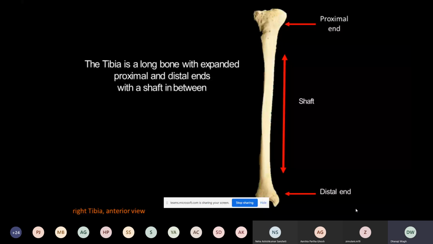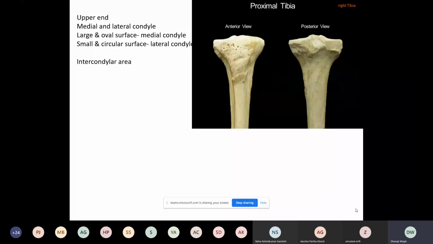The upper end of the tibia consists of the medial condyle and the lateral condyle. When you see superiorly on these condyles, there are articular surfaces. The upper end of the tibia is expanded from side to side to form the large condyles, which overhang the posterior surface of the shaft. In between these two condyles, there is an intercondylar area.